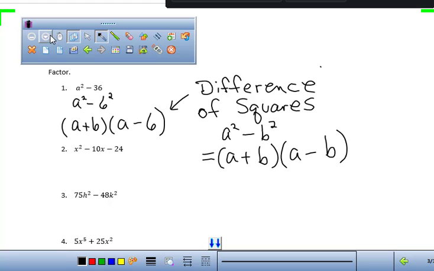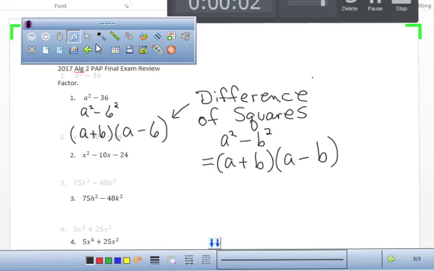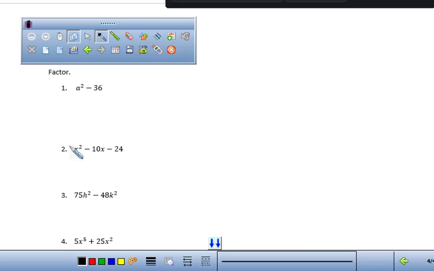On number 2, the first thing that you want to look for is greatest common factor. You have x, 2 times 5 times x, 2 times 2 times 2 times 3. So clearly the greatest common factor is 1. So then you would look for two numbers that when you multiply give you a negative 24, but when you add those same numbers you get a negative 10.